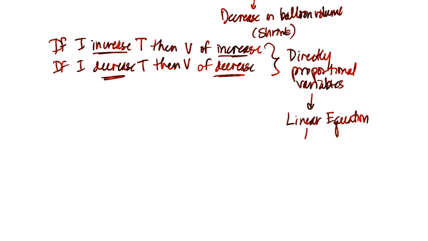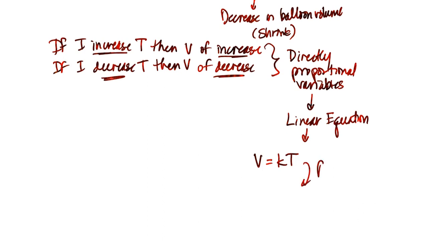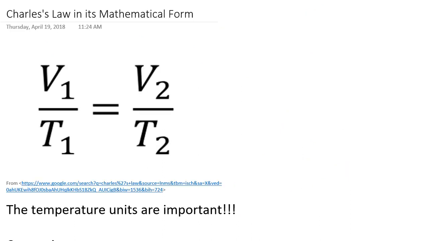And typically, if I have directly proportional variables, mathematically that translates into a linear equation. So if that's true, then I should be able to write an equation of the form V is equal to some constant times T. Okay? If I rearrange and isolate the variables, then the volume divided by the temperature should equal some constant. So for any set of gas volumes and temperatures, I should get the same number back again for a gas.